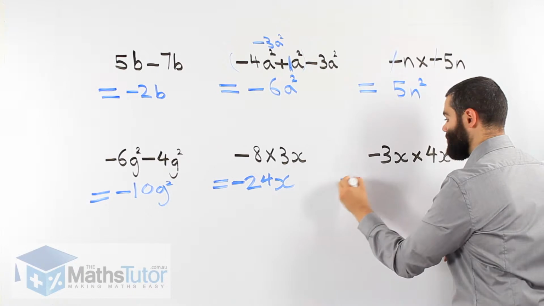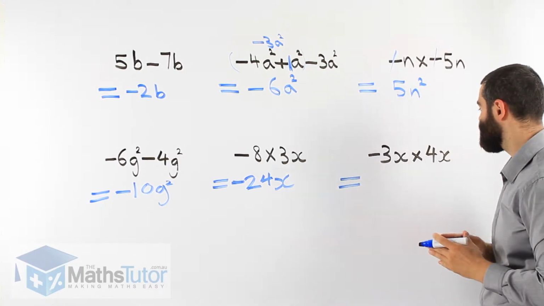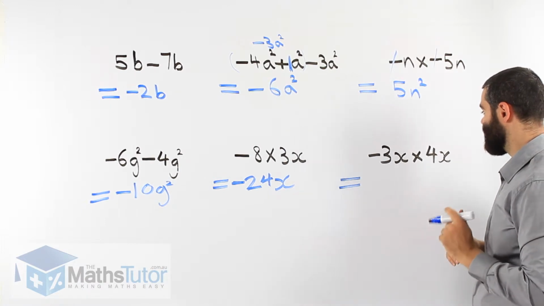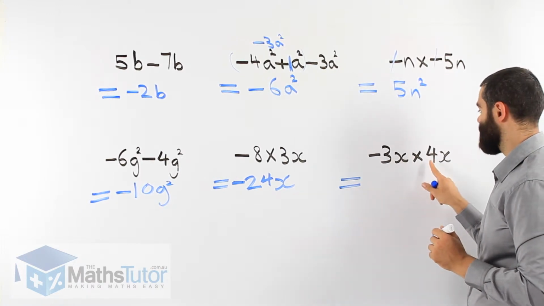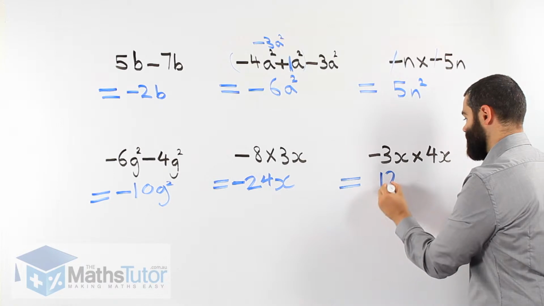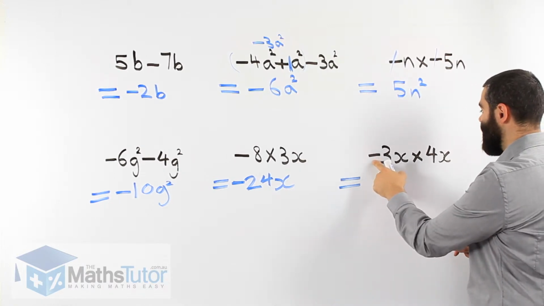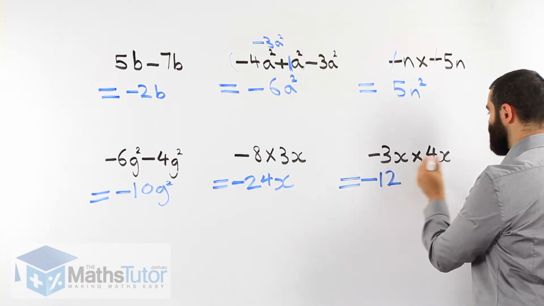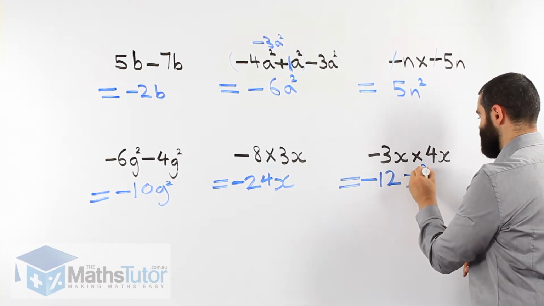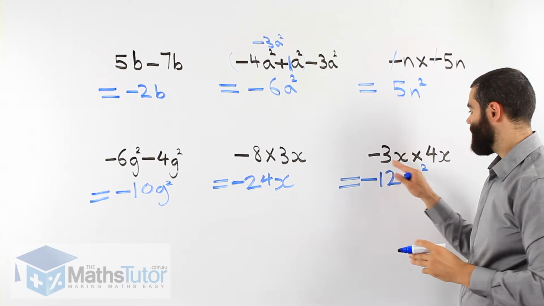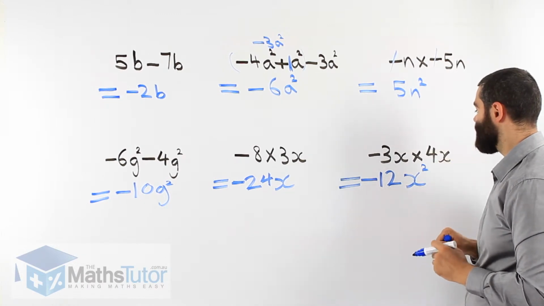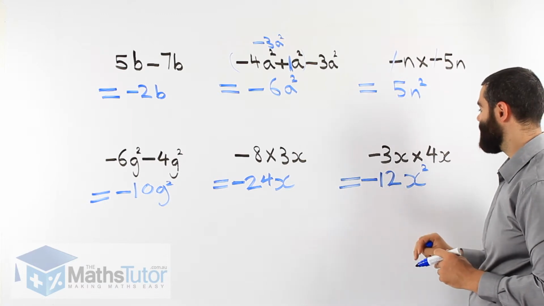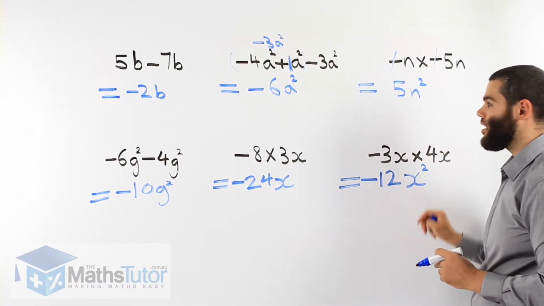Here, we have negative 3x times 4x. Well, let's do it. 3 times 4, 12. We have only one negative in the question, so it stays. x times x, x squared. Negative 3x times 4x. 3 times 4 is 12. The negative, it stays because there's only one negative. And the x times x, x squared.